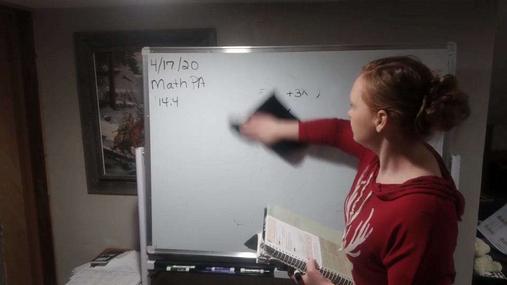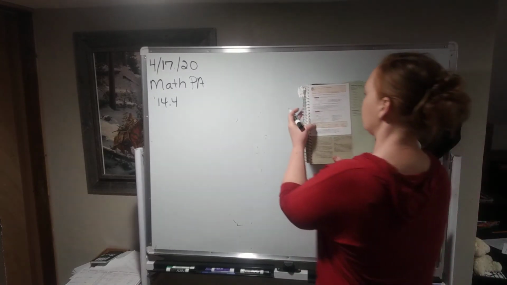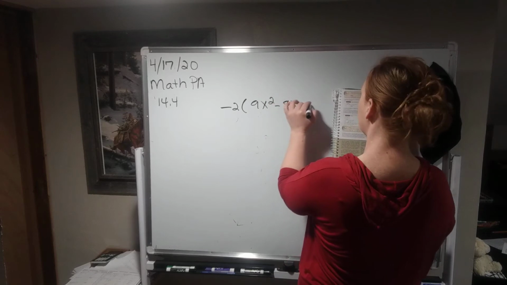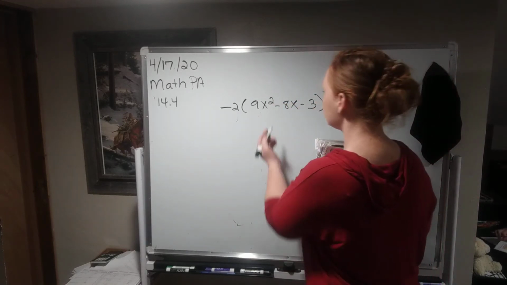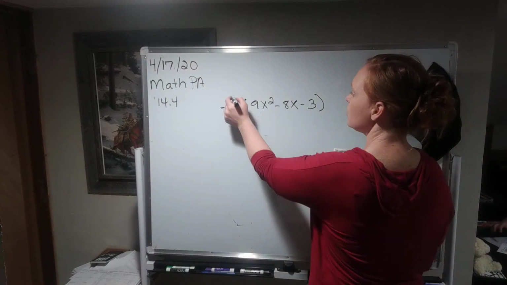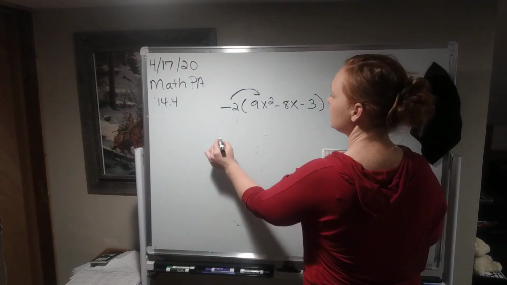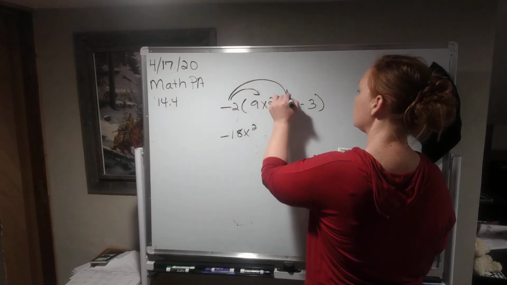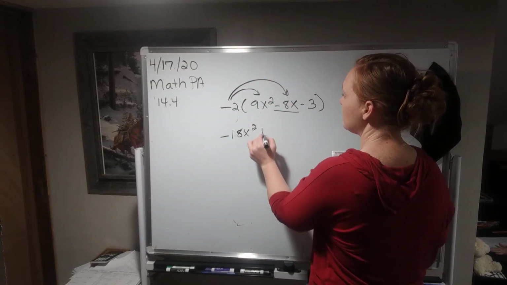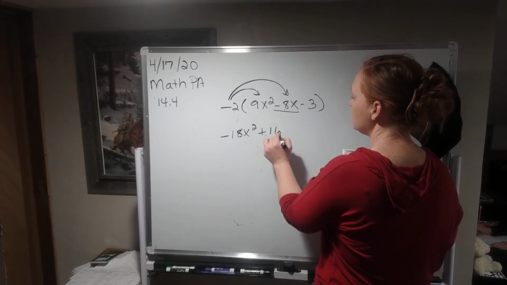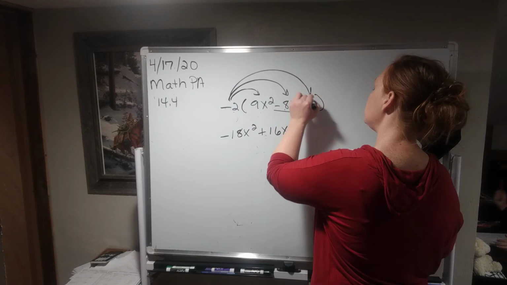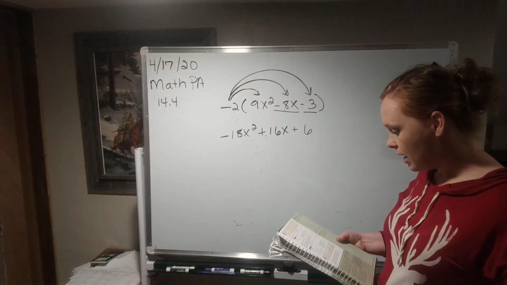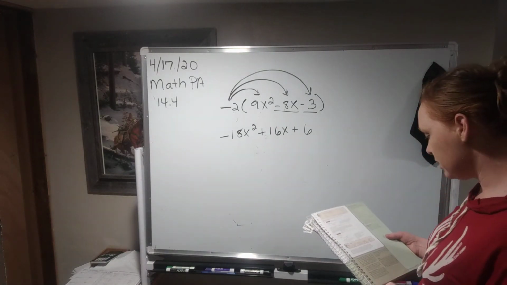Okay, let's do B. B says negative 2 times 9x squared minus 8x minus 3. So here I'm distributing again because I can't subtract these and combine these. Negative 2 times 9 is negative 18x squared. Now I'm going to multiply negative 2 times negative 8x. Two negatives make a positive. 2 times 8 is 16x. Now I'm going to multiply the negative 2 times negative 3, which will give me a positive 6. I can't combine any of these, so it's my final answer. Negative 18x squared plus 16x plus 6.